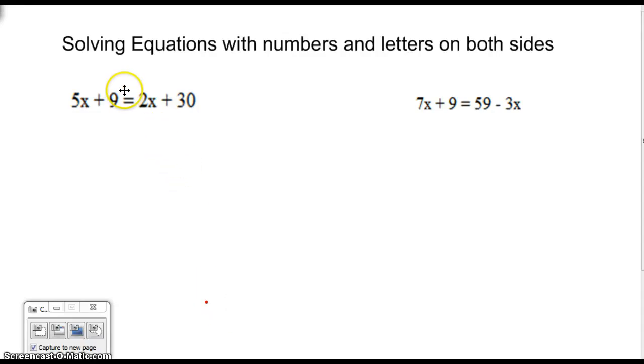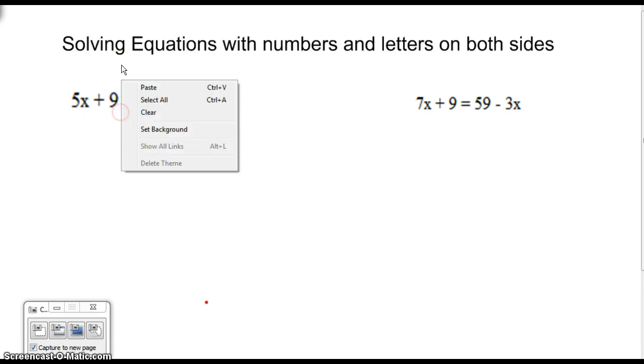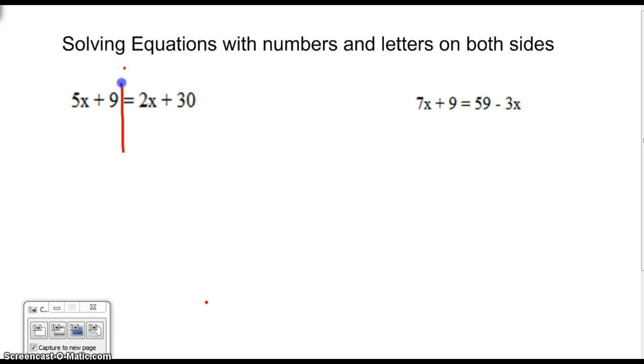Hi there, once again this is to solve equations, and this is letters and numbers on both sides of the equation. I know for a lot of 8th graders this tends to really be tough.